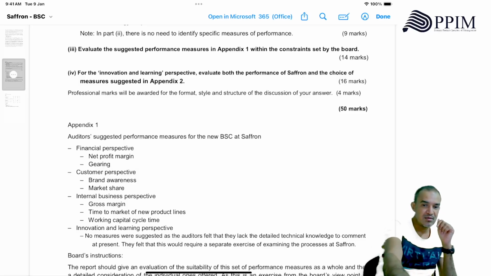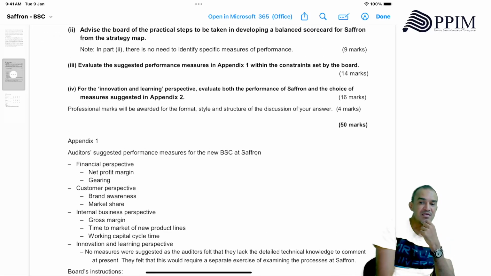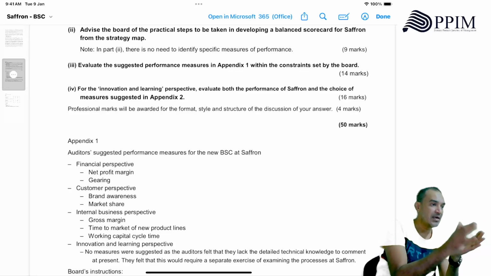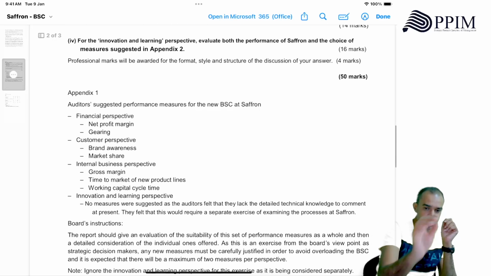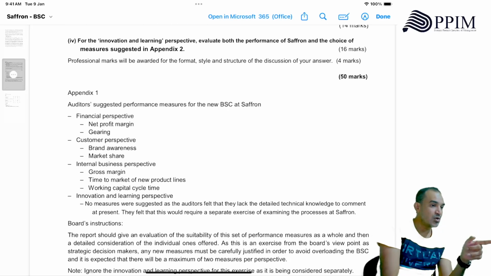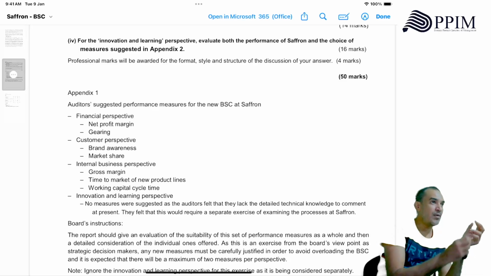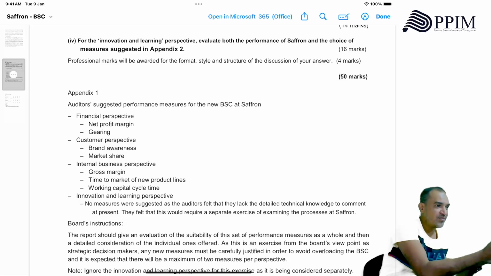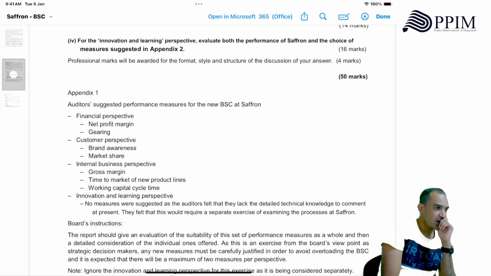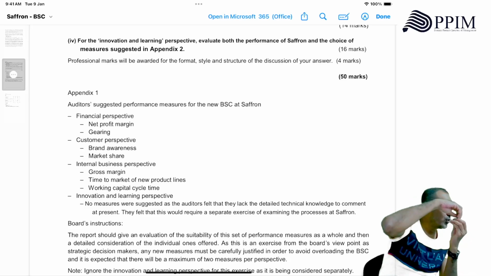Now come back to the question. Evaluate the suggested performance metrics in Appendix 1 within the constraints set by the board. Evaluate means what? Positives and negatives of the metrics. First one is utilization of capital. These two ratios, will they tell you how you are utilizing the capital? Gearing will tell you how much capital is there, and out of that, what is your debt portion. NP margin will tell you, based on the revenue you made, what is your profit.